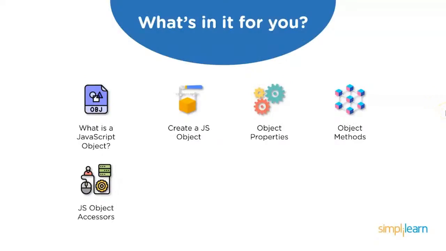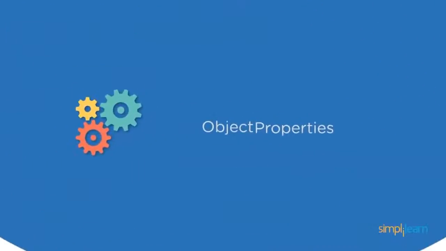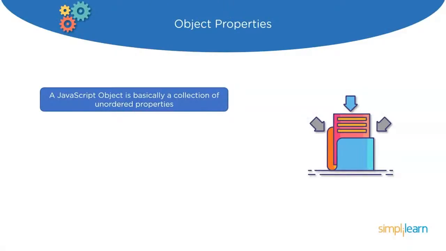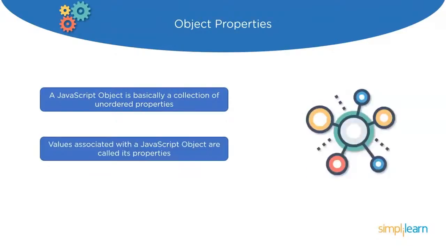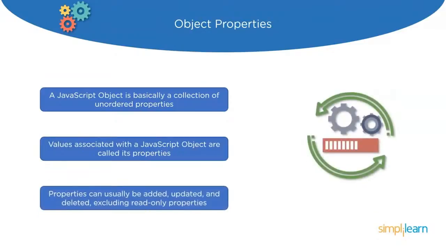Moving on to the next topic, object properties. Now a JavaScript object is basically a collection of unordered properties, right? Values associated with the JavaScript object are called its properties. And properties can usually be added, updated, or deleted, excluding read-only properties. So now let's have a look at the demo to help you understand this better.